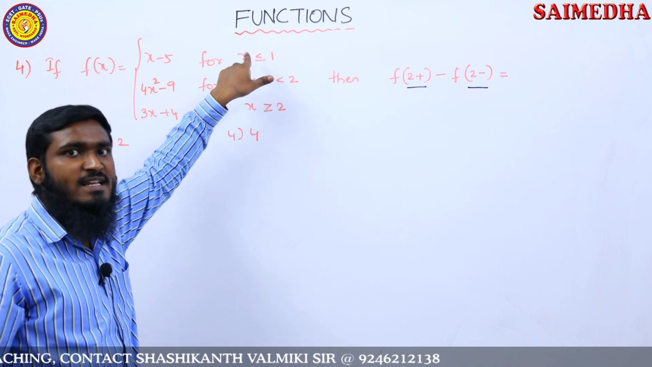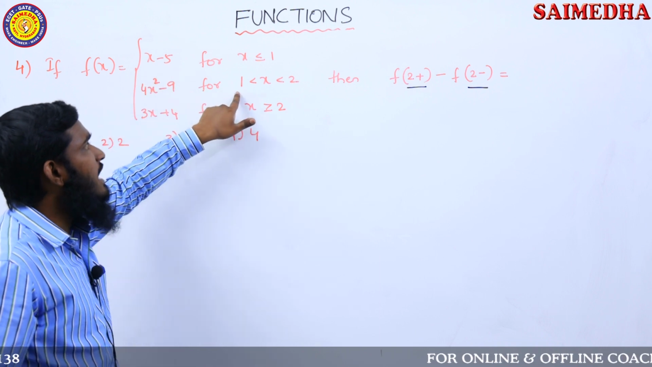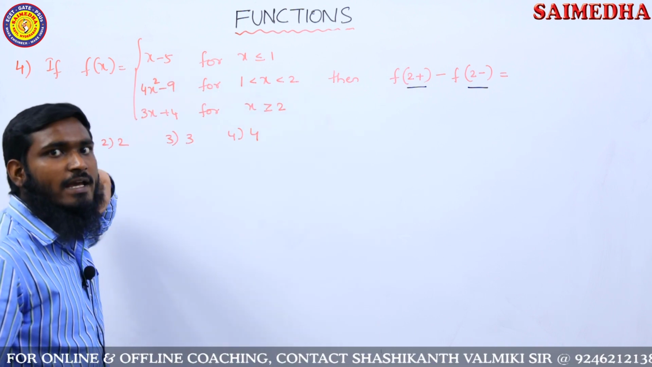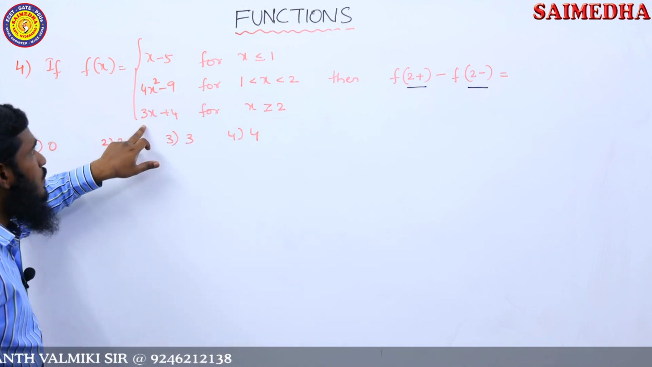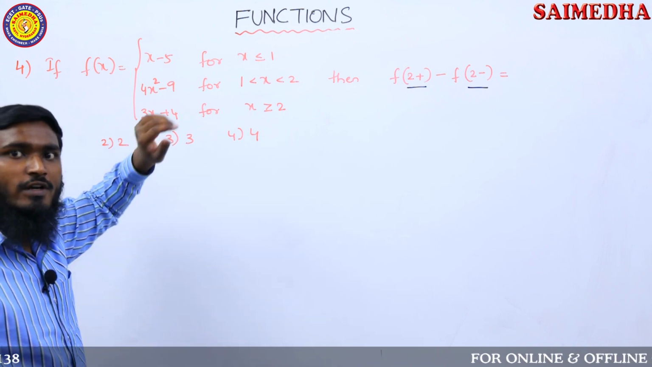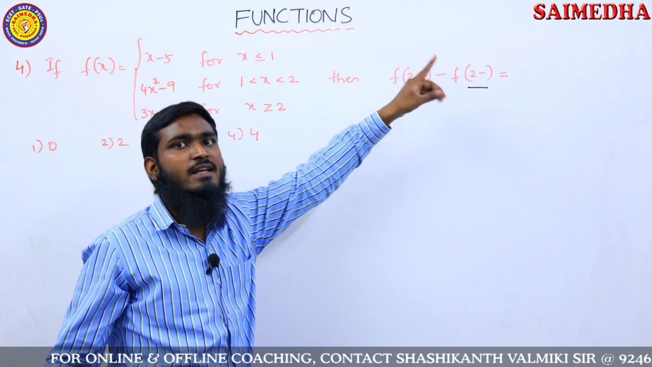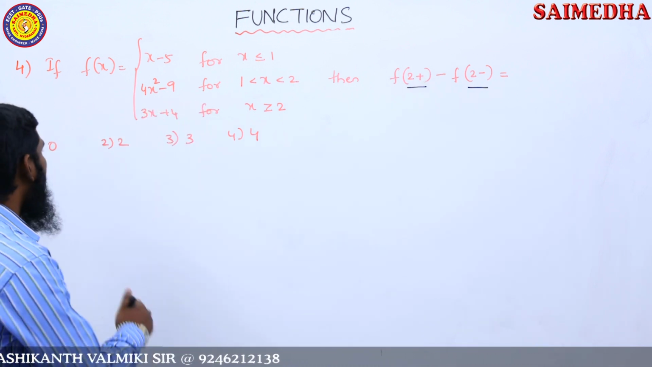If x is less than or equal to 1, then f of x equals x minus 5. If it is lying between 1 and 2, then f of x equals 4x square minus 9. If x is greater than or equal to 2, then f of x equals 3x plus 4. So depending upon these conditions, we have to find the value of f of 2 plus minus f of 2 minus. What are the options? 0, 2, 3 and 4.